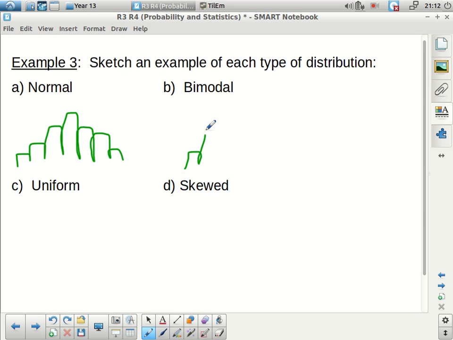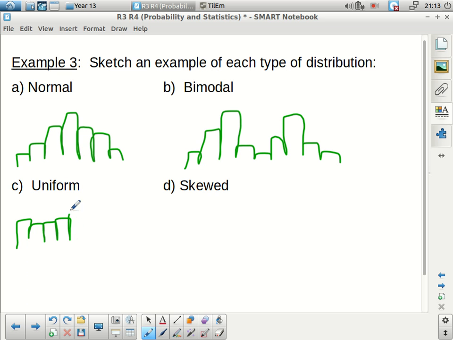Bimodal, that's the one that has two peaks. So maybe one peak here and then a bit of a dip, and it goes up again and comes back down. Okay, so again, bimodal, you know, the word mode is kind of in there. Two numbers that are very frequent. Okay, uniform means that the bars are all more or less the same height. Doesn't have to be perfect. Okay, but they're very close to being all the same.